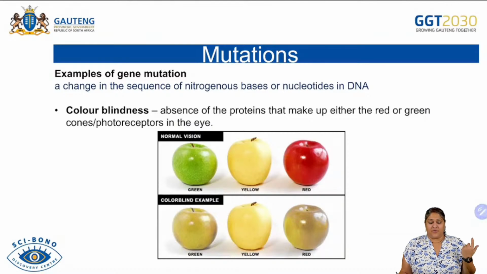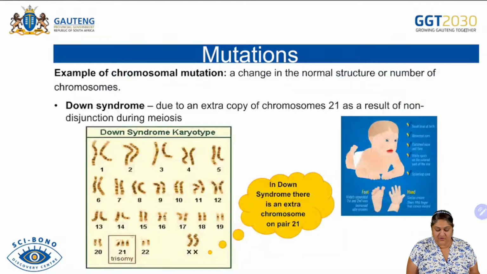Then an example of a chromosomal mutation is one that you all know that we did when we did meiosis. It is Down syndrome, and it's due to the extra copy of chromosome 21 as a result of non-disjunction during meiosis. Okay, so as we know with number 21, you can see there that there are 3 of the chromosomes, and that is a chromosomal mutation.